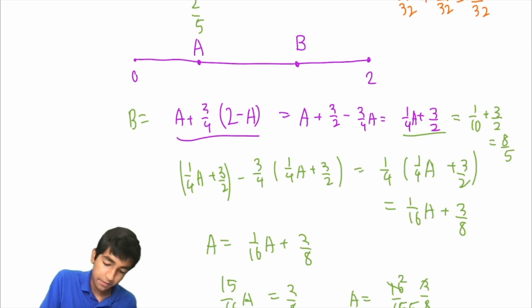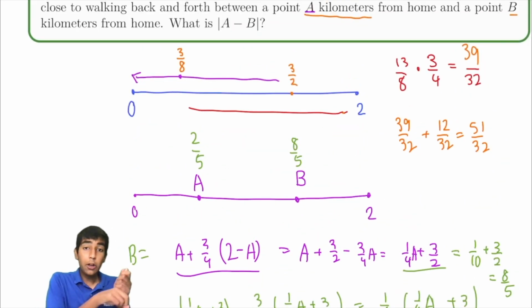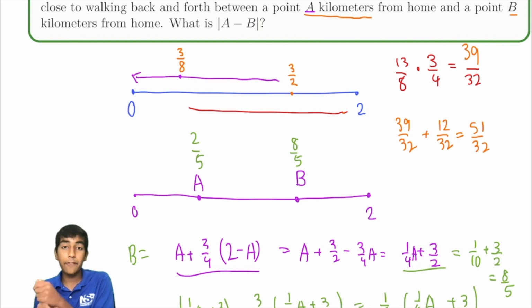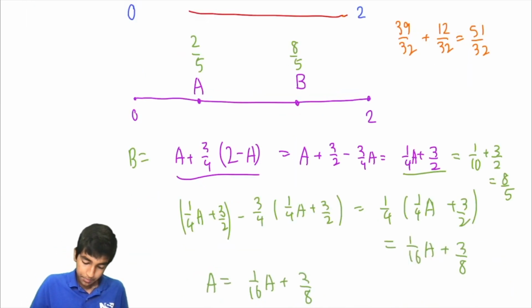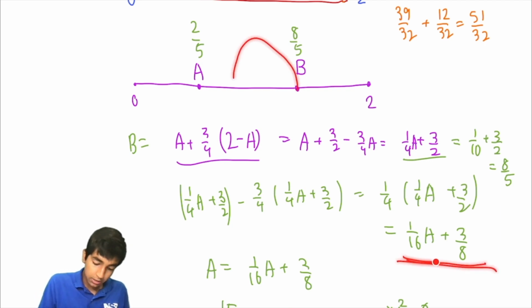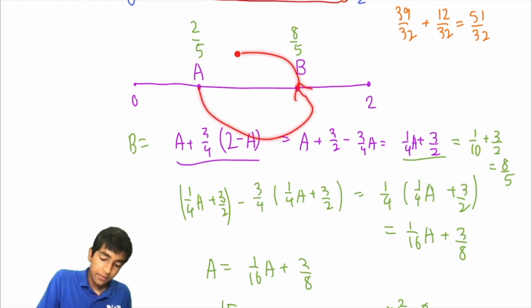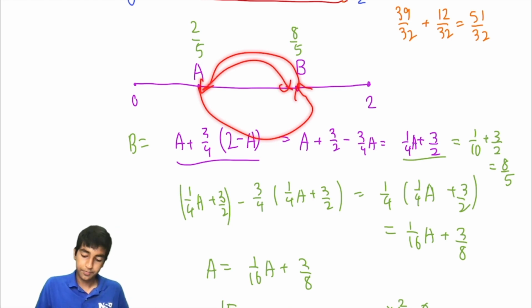So this is 8/5. Now these are the 2 points, and once we reach these points, he goes from A to B, and then he must go back from B to A, as we found here. Because at this point, he'll come back from B to this point here, and this point is equal to A, where A is equal to 2/5. So he'll just keep going A to B, then B to A, then A to B, and so on.